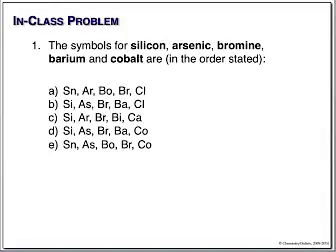Symbols for silicon, arsenic, bromine, barium, and cobalt. Well, we've seen barium. We know barium is Ba, so we can do a couple of those. Silicon is going to be Si. Arsenic is As. Argon is Ar. Bromine, Br. We've done barium. Cobalt will be Co. And the one that works is this guy.